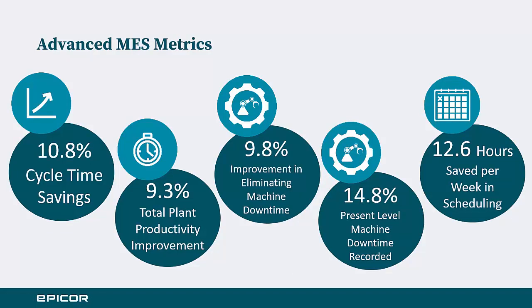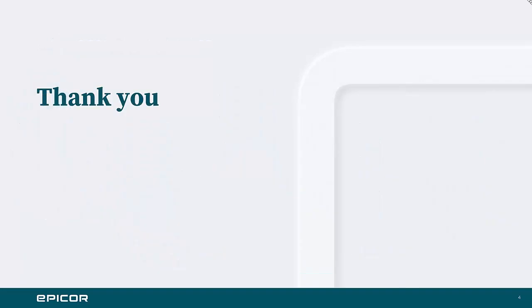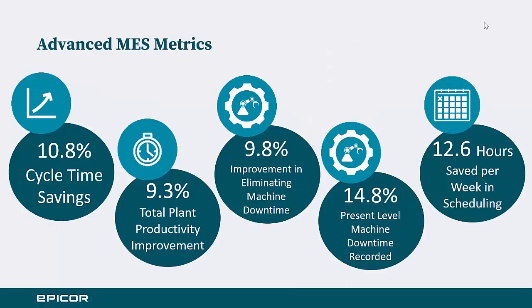Here are several examples of how customers are using the product to improve their overall efficiencies by eliminating downtime and having better visibility into scheduled production, to seeing total production improvements in plant production, and seeing cycle time savings by having visibility into how we're performing cycle by cycle. But that's what we're going to focus on. So let's take a look at the software.